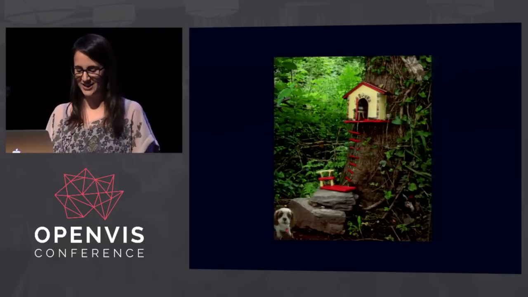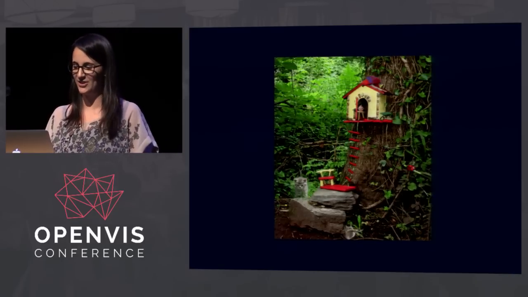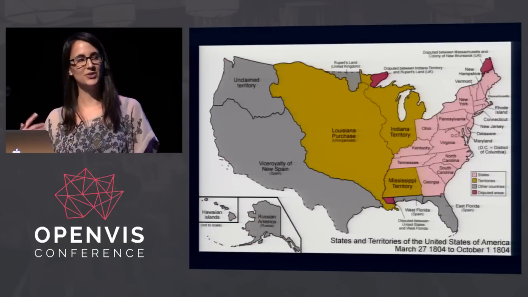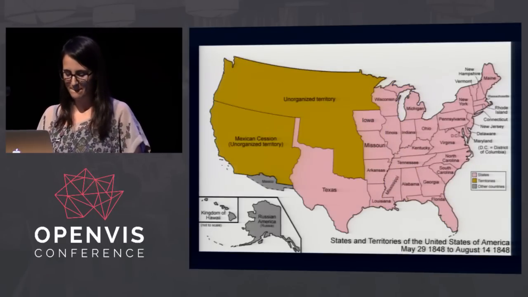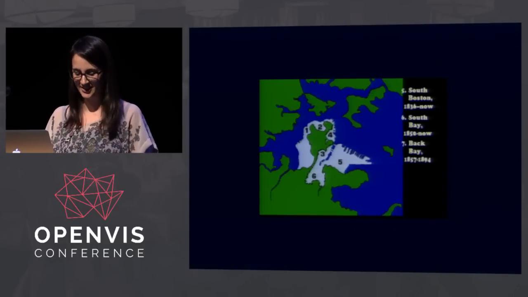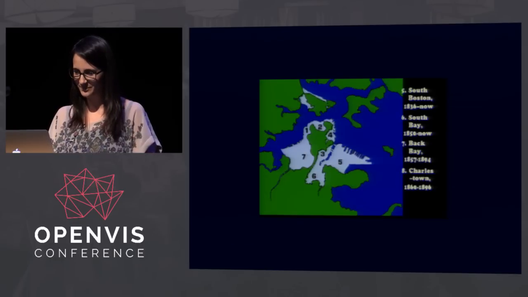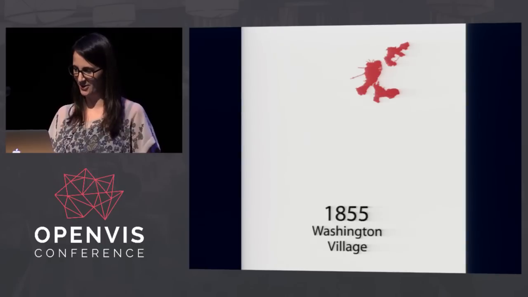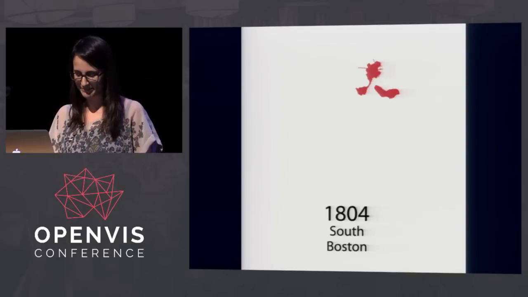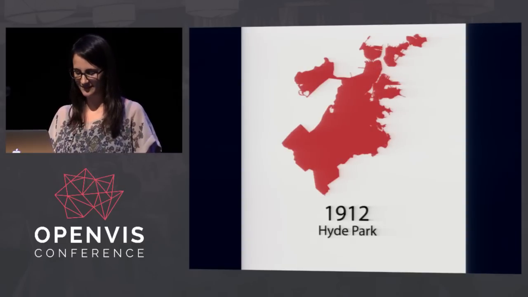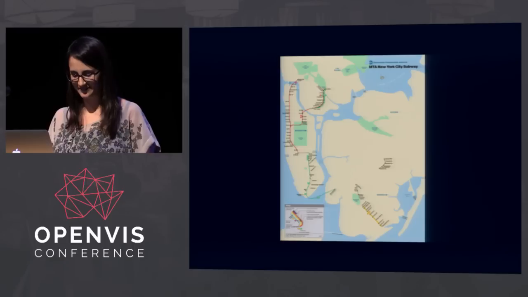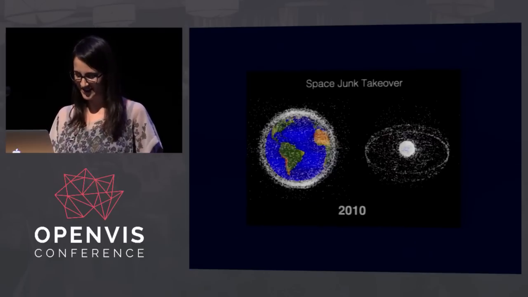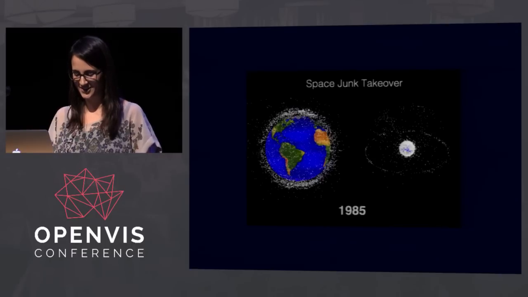I think this bodes well for GIFs that show changes over time, because by repeating these images with lots of moving parts, I can notice new things each time. So here's a look at how US territories got added over the years, how Boston was filled in with landfill. Here's another Boston growth GIF, seemed appropriate. How the New York subway system grew over time. Here's space junk collection over the past decades. It's not a pretty situation.